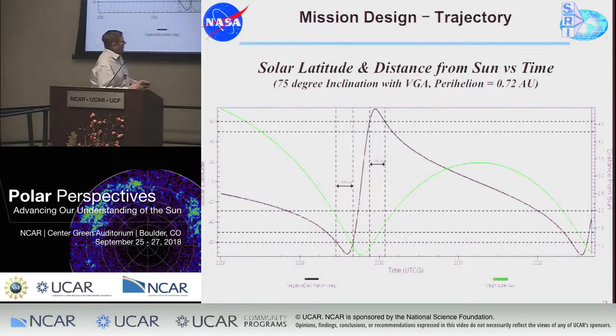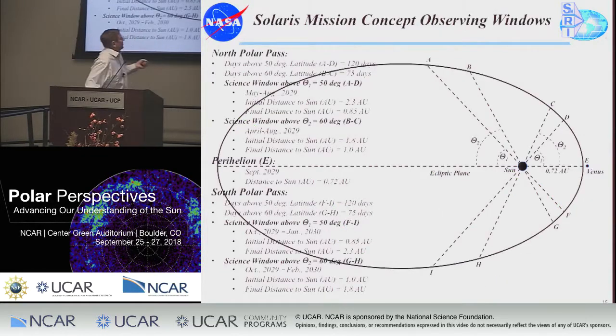So we take this mission in only to 0.72 AU, and we operate it in the range of, well, this plot shows that we get about 75 days above 60 degrees latitude over each pole. And that goes from a range of about 0.9 AU out to about 1.5 or 1.6 AU. So this is a plot that maybe is a little easier for us to visualize.